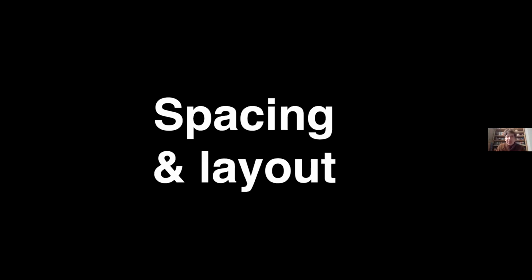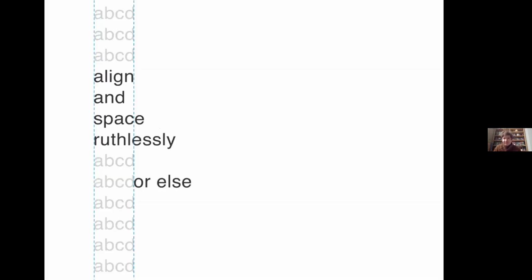Okay, so we're coming up towards the end here, but a few more important things. Spacing and layout is a really nice tool to have in your back pocket. Align and space ruthlessly, or else. So when you're organizing figures and things like that, you want them all aligned. It sort of reduces visual clutter and keeps people on track.